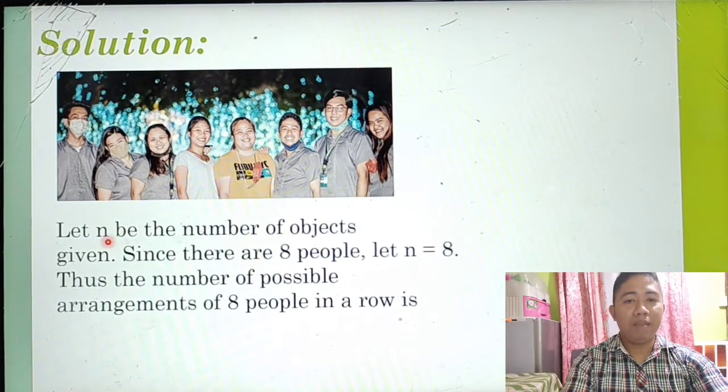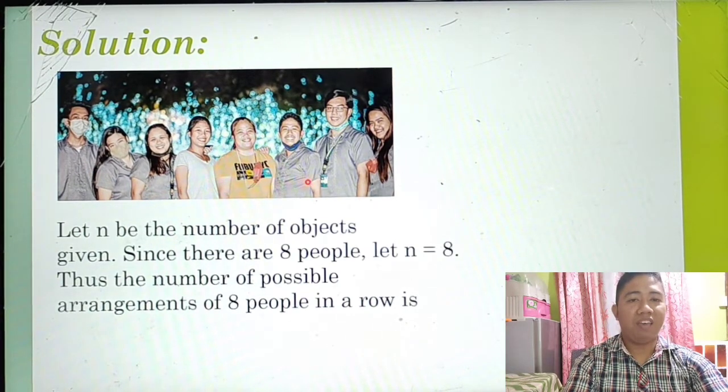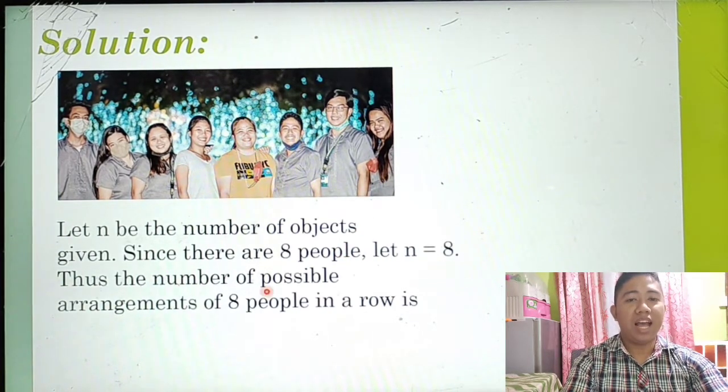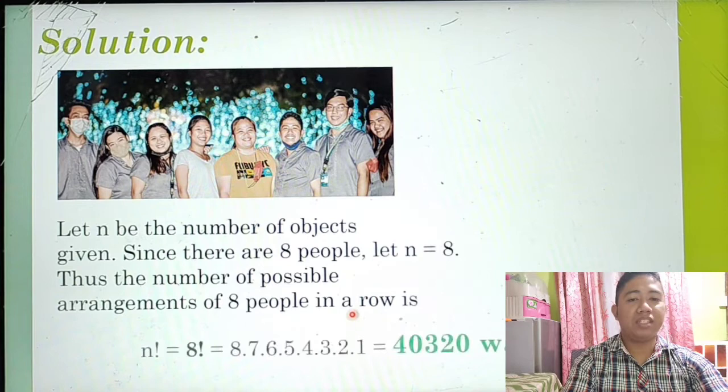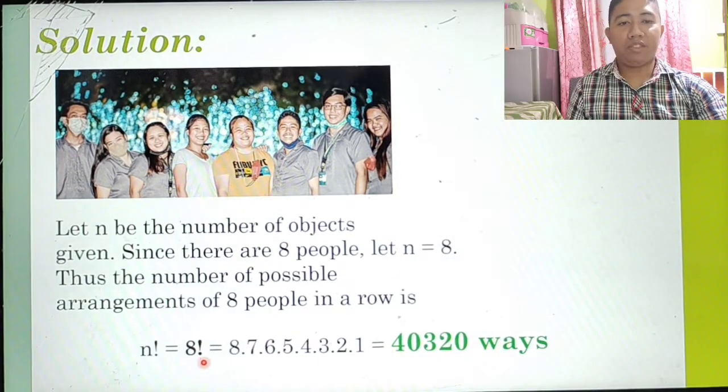So we let n be the number of objects given. In this picture, there are only 1, 2, 3, 4, 5, 6, 7, 8. So there are only 8 people. We let n is equal to 8. Thus, the number of possible arrangements of 8 people in a row in the picture taking is, we use the formula for n factorial, 8 factorial.